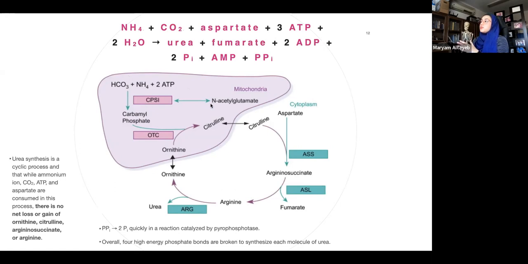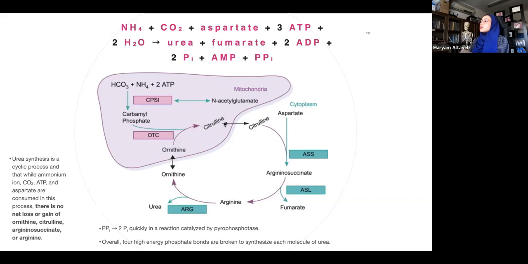Which is obligately activated by N-acetylglutamate, right? That's going to give us our carbamyl phosphate. Now, carbamyl phosphate is going to combine with ornithine, which translocates from the cytoplasm into the mitochondria, by ornithine transcarbamylase to give us citrulline. Now, these are the only 2 steps that happen in the mitochondria.